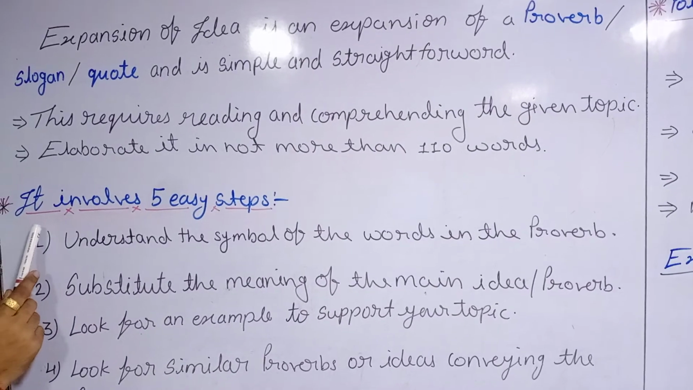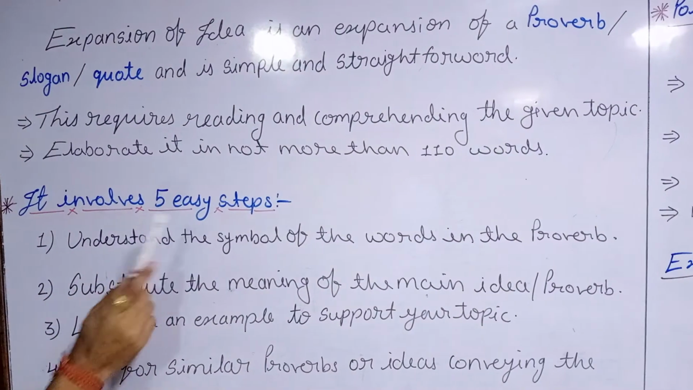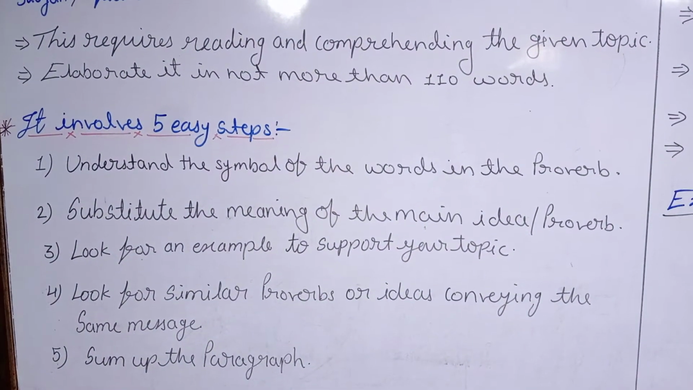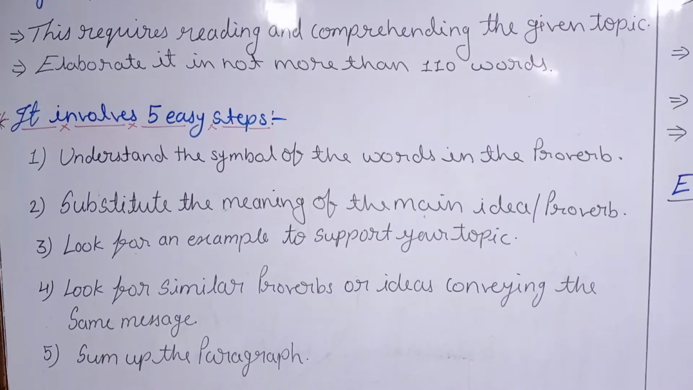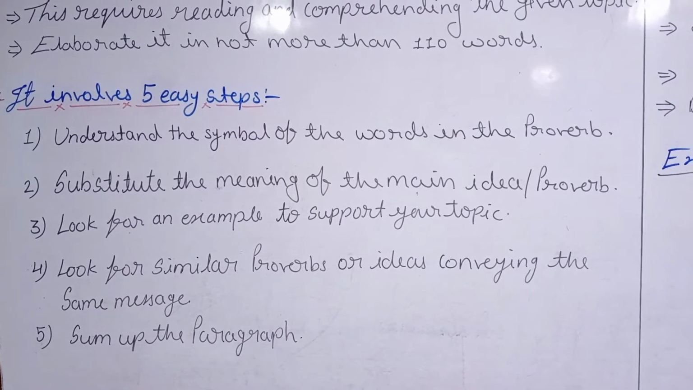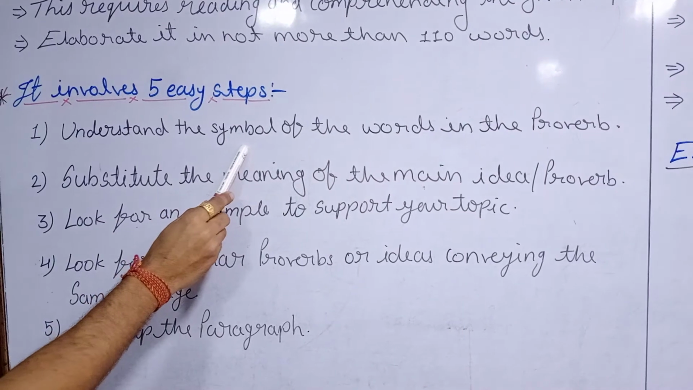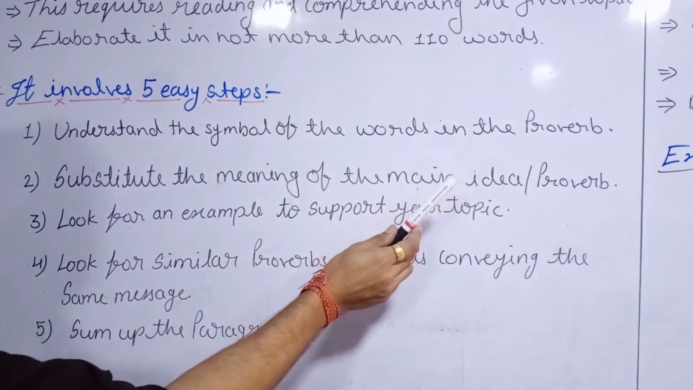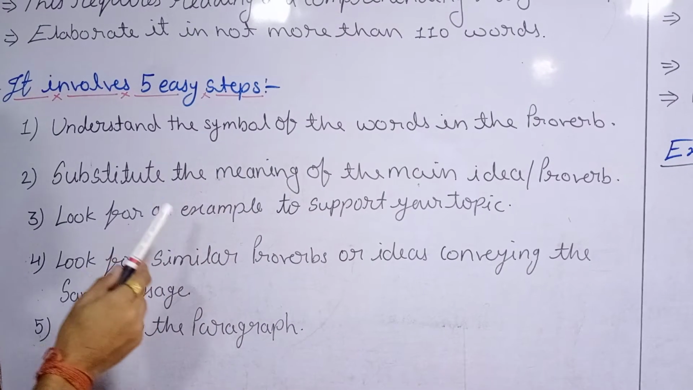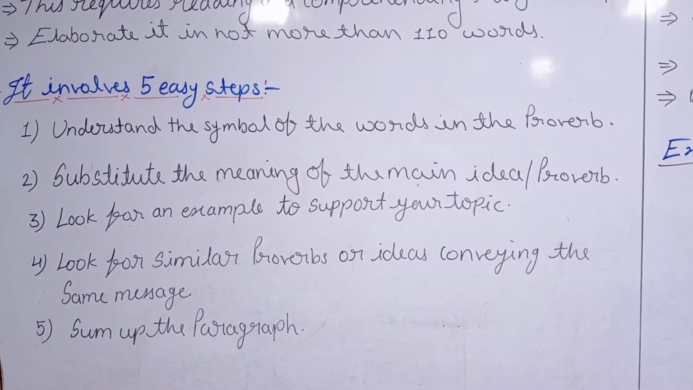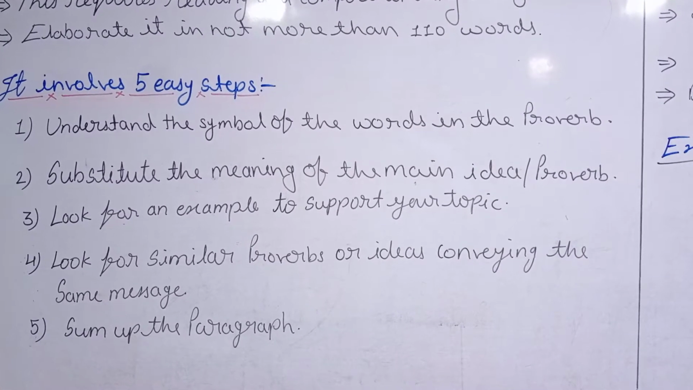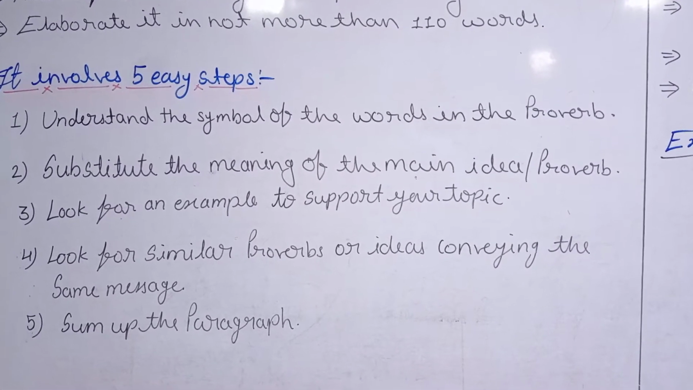Now here we have 5 easy steps. By using these 5 steps we can make it easy to write expansion of idea. What are they? The first one is understand the symbol of the words in the proverb. Suppose we have a proverb. What is the symbol of that proverb? We have to understand it first. Only then is it possible to express our own view regarding that proverb.